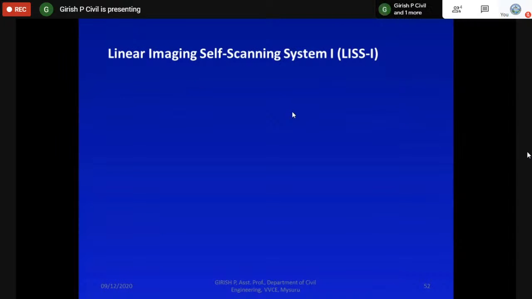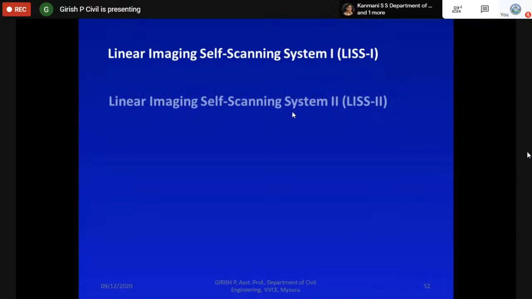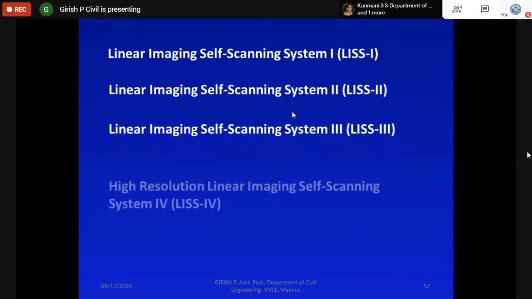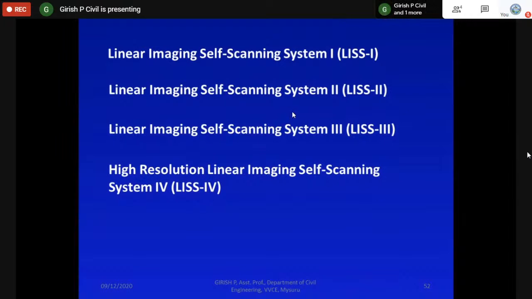The important sensor cameras in the IRS series are LISS 1, LISS 2, LISS 3, LISS 4, and then the advanced wide field sensor. LISS means Linear Imaging Self Scanner, a self scanning system. And then the advanced camera in the LISS is LISS 4.